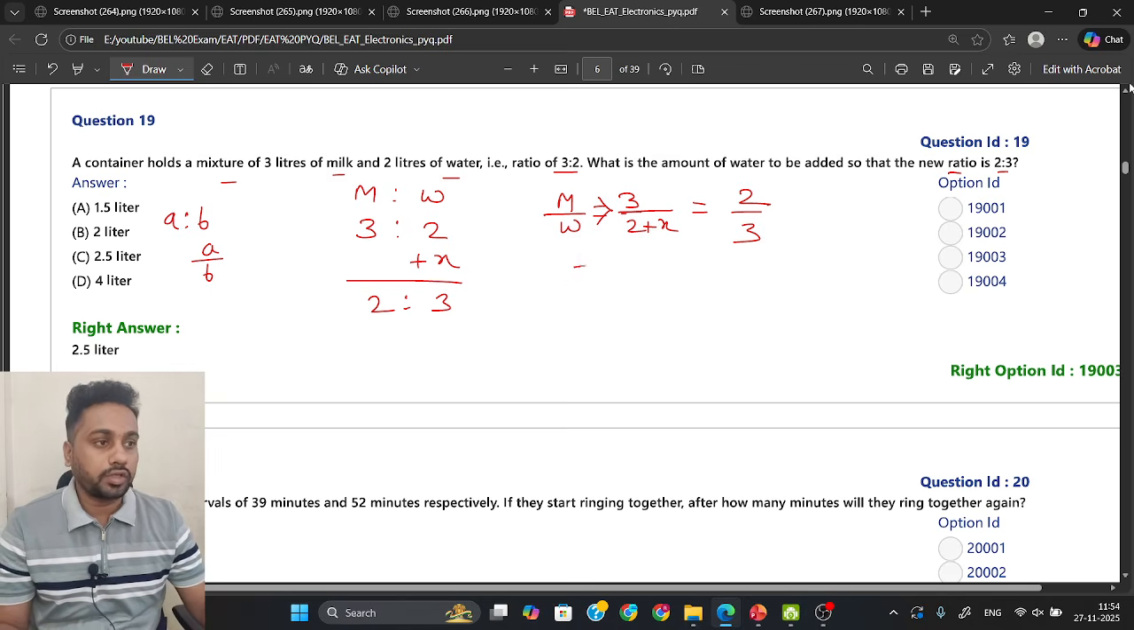This is the question only. Now we need to solve this one. So here it will come 3 into 3 and it will go this side, so it will be 4 into 2x. Okay, now we need to find the x value.